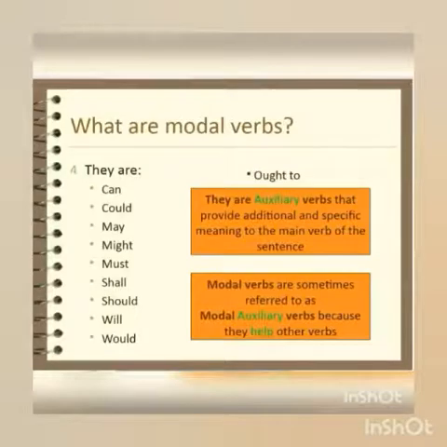Today we will discuss one of the most interesting and somehow challenging topics in the English language. It's modal verbs. They are can, could, may, might, must, shall, should, will, would, and ought to. Modal verbs are auxiliary verbs that provide additional and specific meaning to the main verb of the sentence. Modal verbs are sometimes referred to as modal auxiliary verbs.